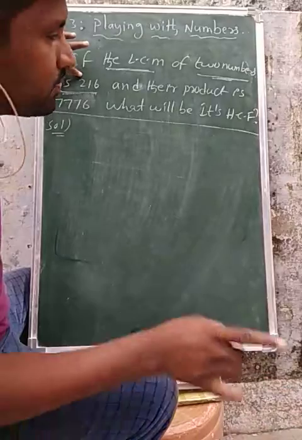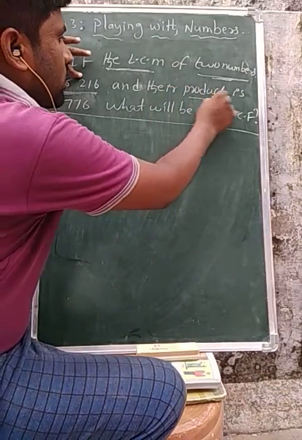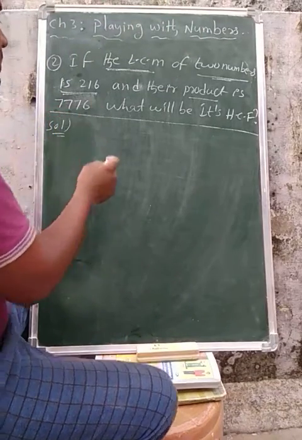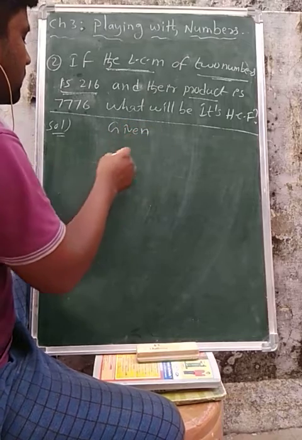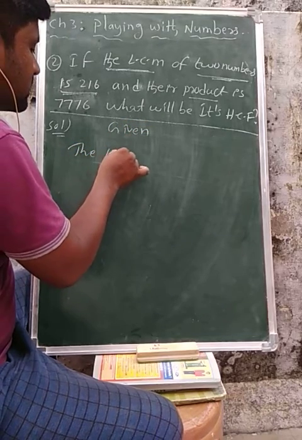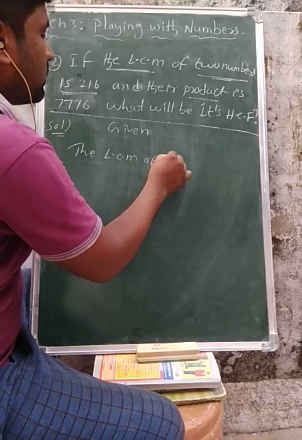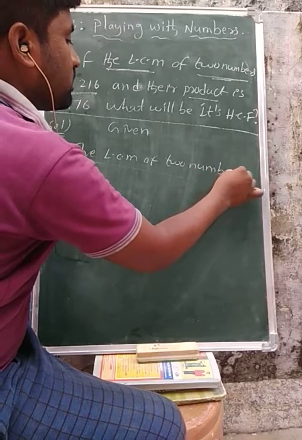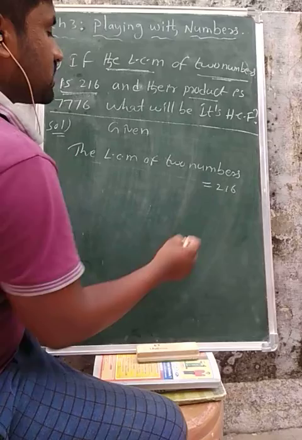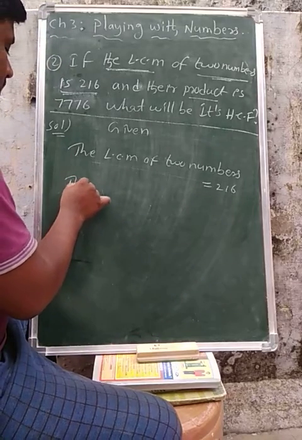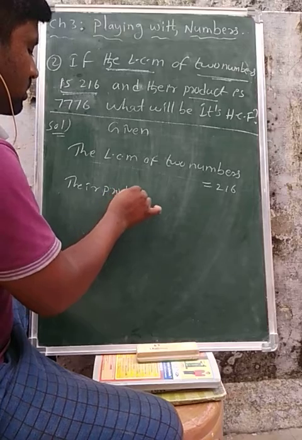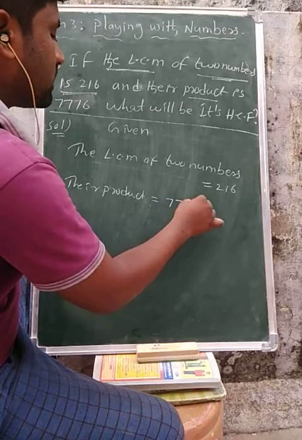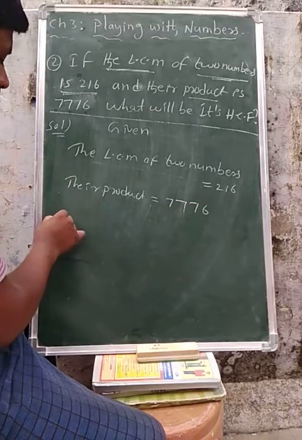Already the LCM is given, and their product is also given: 7,776. You write that down as the given data. The least common multiple of two numbers is equal to 216, and their product is equal to 7,776.